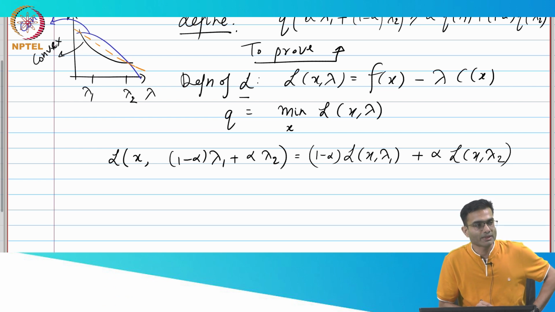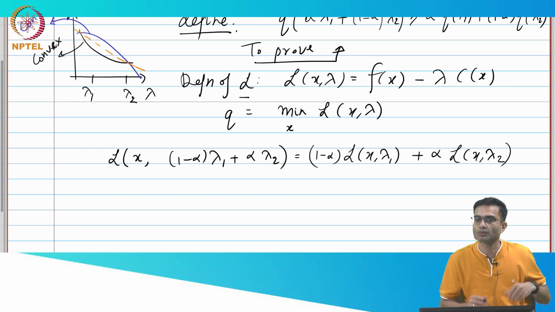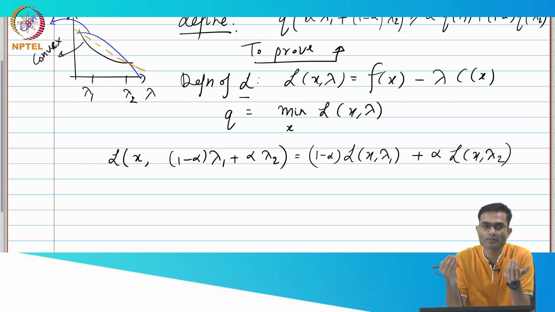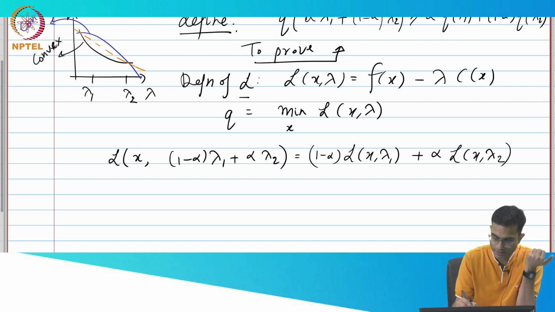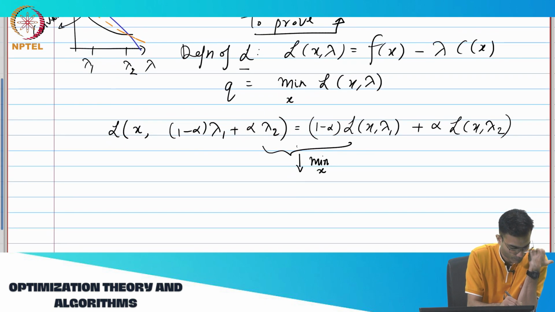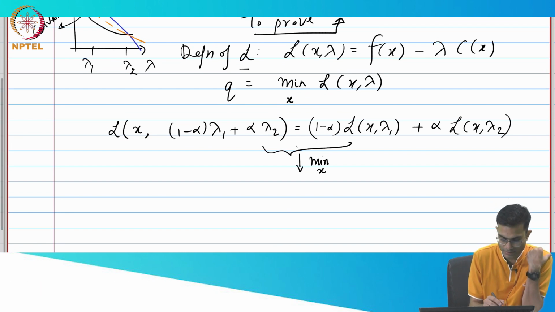Now to reach the Lagrangian dual from here, what operation do I apply on both sides? I heard the correct answer. What is it? I have to minimize both sides with respect to x. That will give me the Lagrangian dual, right? So if I take this equation and do a minimize with respect to x, so what will become the left hand side?